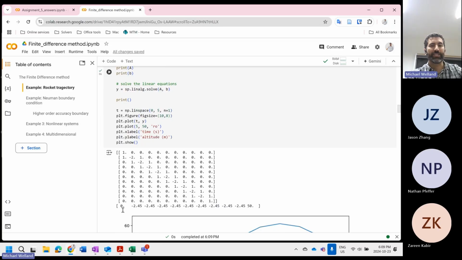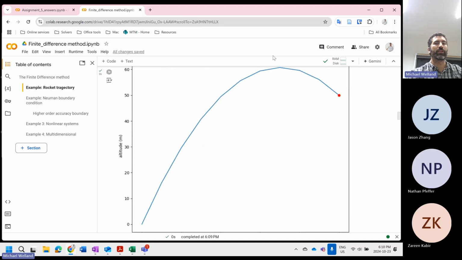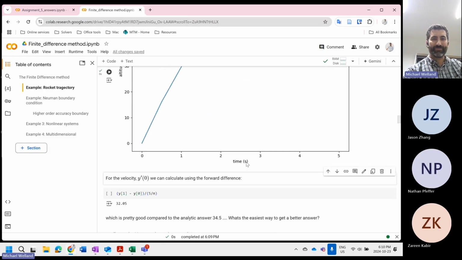Okay, the B vector is here, and you throw a solver at it, and lo and behold, you get something that looks like a rocket trajectory. Whenever you get a result like this, take a look at that plot and make sure it actually makes sense. So what are our boundary conditions? The easiest things. At t is 0, the height is 0, at t is 5, the height is 50. Does it make sense that it would look something like this? All right, we passed all our tests.